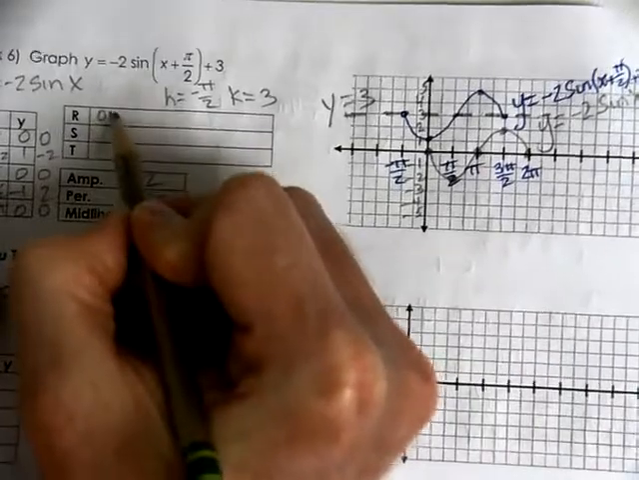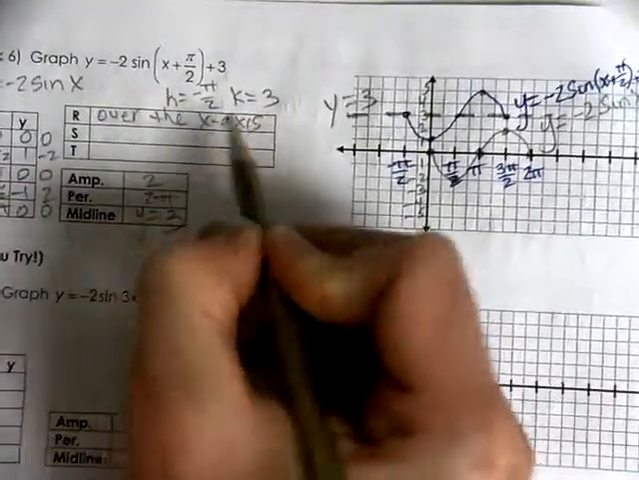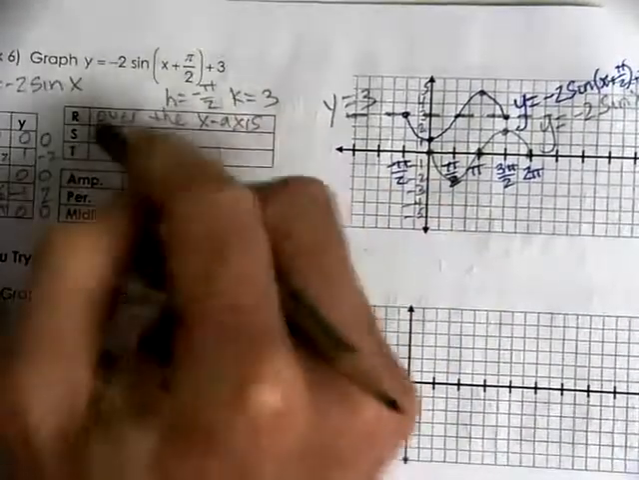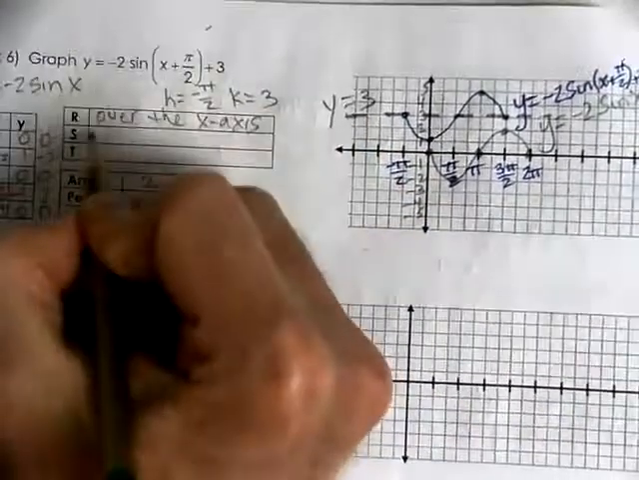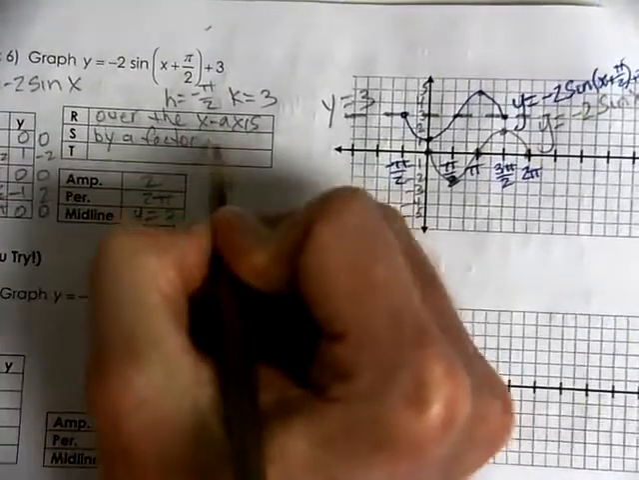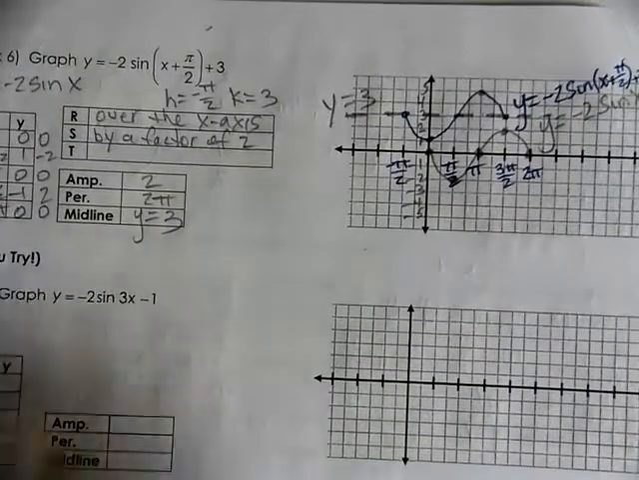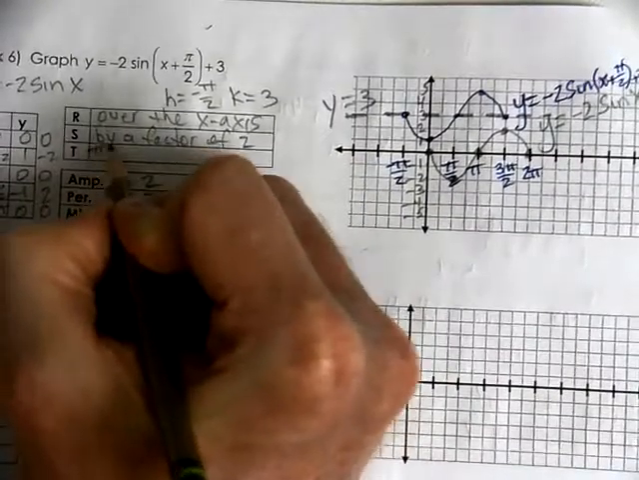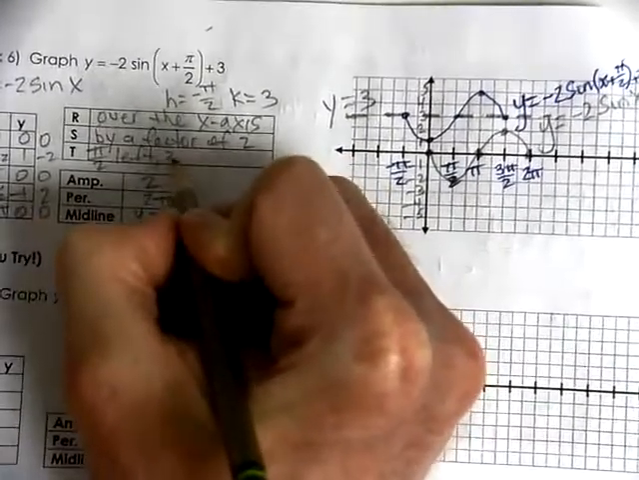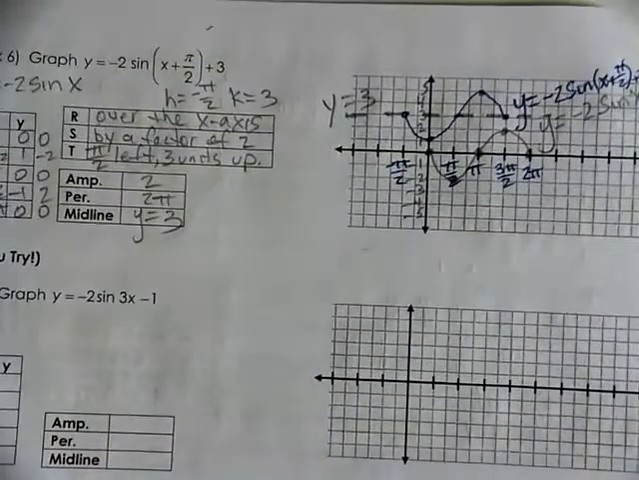So we have a reflection over the x-axis. We have a stretch by a factor of 2, and we have a translation pi over 2 left, 3 units up, and it is up this time.